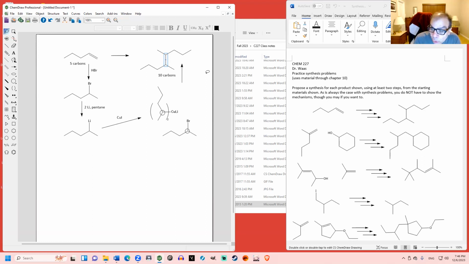And really, this whole worksheet is a good review of cuprates. The syntheses use material through chapter 10. So I don't think there's any chapter 17 or 18 material in these syntheses. Good, I think we have time for a couple more of these.